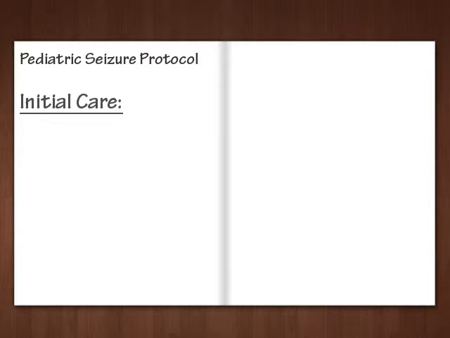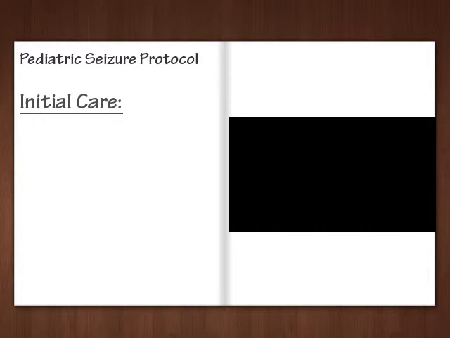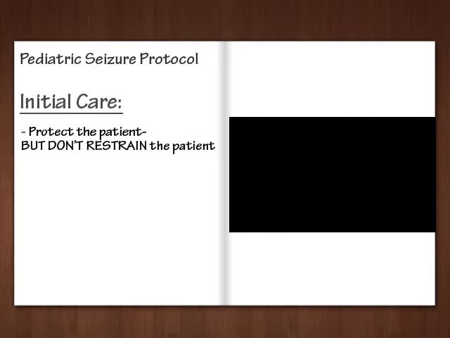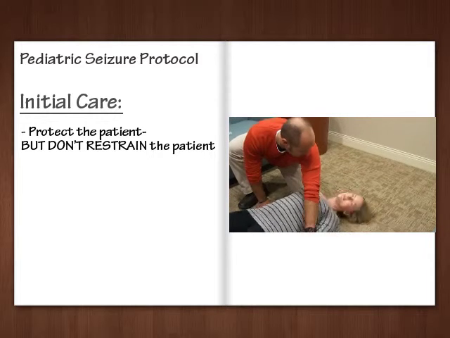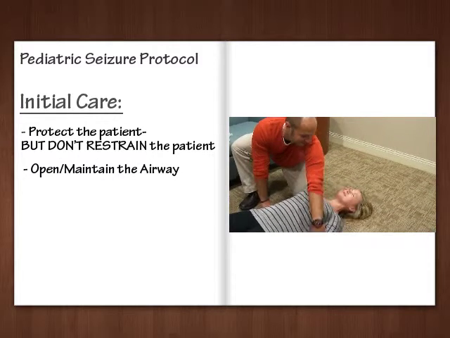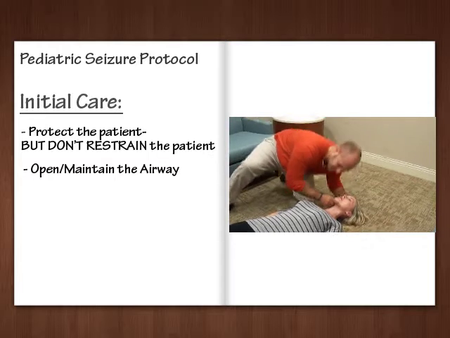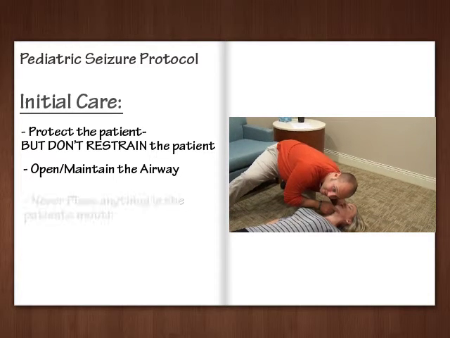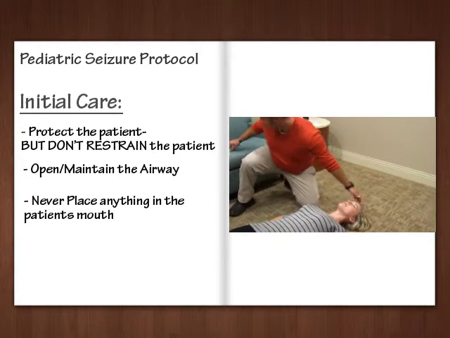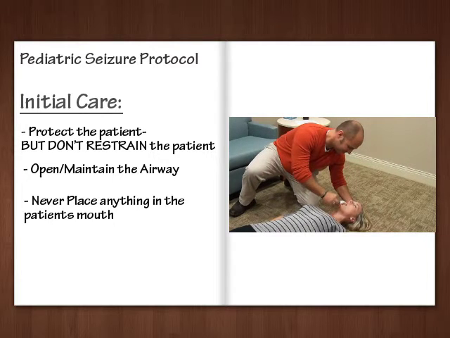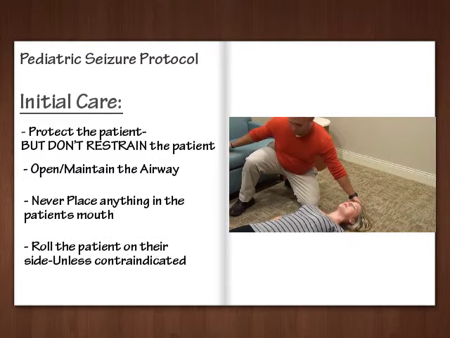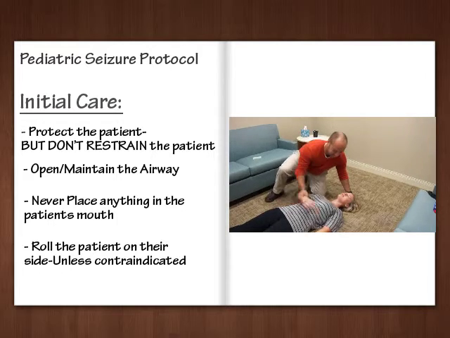When EMS is called to the scene for a pediatric seizure patient, they will do the following. They will protect the patient without restraining the patient. They will open and maintain the airway. They will never place anything in the patient's mouth. They will then roll the patient on the side unless it's contraindicated.